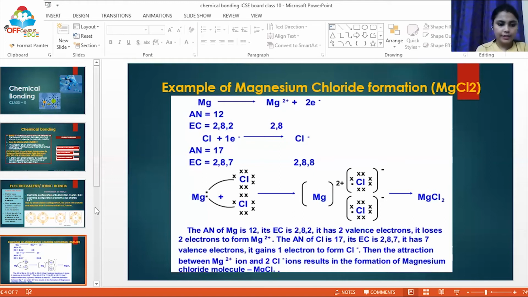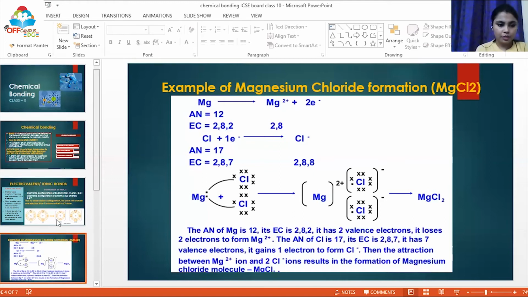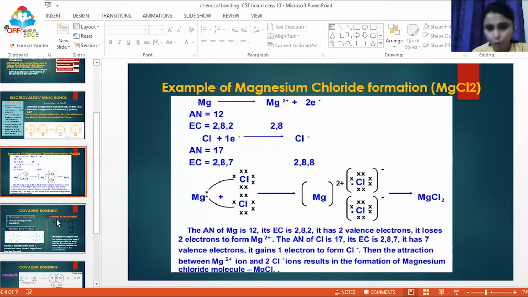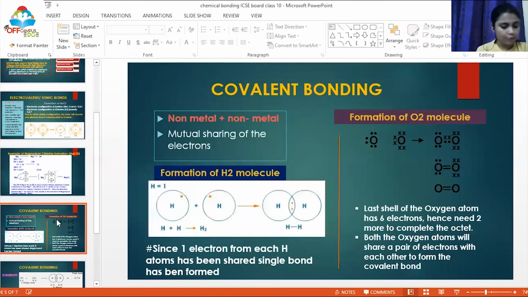Now let us go into covalent bonding. Covalent bonding is a bit different from electrovalent bonding. Electrovalent bonding is like you have ordered a pizza and you don't have the appetite to eat it, so you give it away to your friend since you are not hungry.